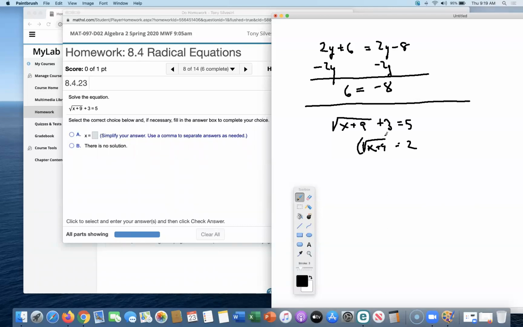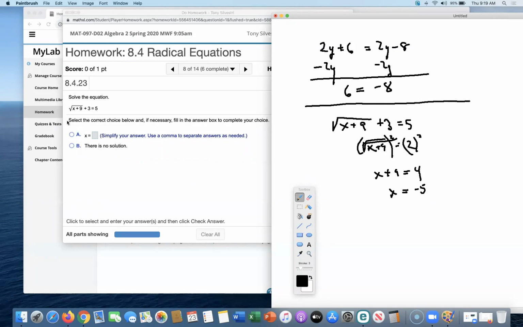Squaring both sides cancels. X plus 9 equals 2 squared, which is 4. And it looks like x is equal to minus 5. That's a candidate. I don't know if it's right, though. I think it's right, though.